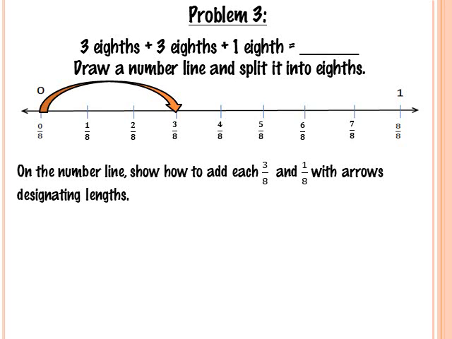From 3/8, we're going to move over 3 spaces again, and that's going to land at 6/8. And then from 6/8, we're only going to move 1 space. So we're finally going to land at 7/8. Circle 7/8, and that's our final answer.